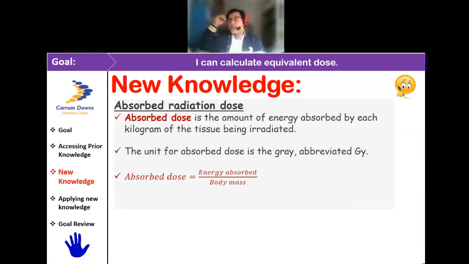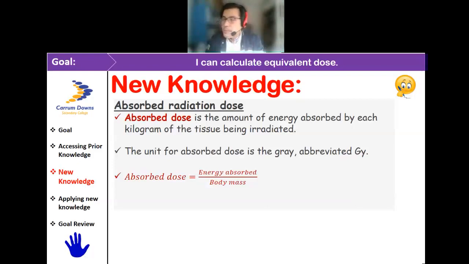I know that we have written the equation at least, but I would also like you guys to write down the definition later on. I'm just going to go through the notes very quickly so that you guys can go and do your work. So when you do that, copy down the notes for me. First one, we've got the absorbed dose. The absorbed dose is the amount of energy absorbed by each kilogram of tissue being irradiated.